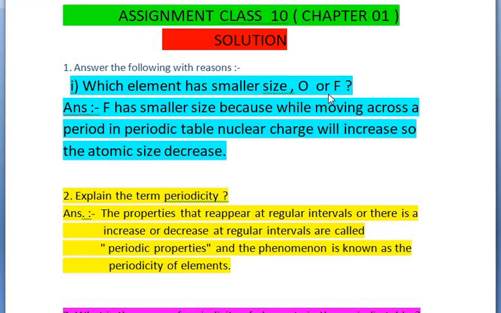If nuclear charge is inversely proportional, it means if nuclear charge increases, size will decrease. So what answer will we write? Fluorine has a smaller size because while moving across a period in the periodic table, nuclear charge increases, so the atomic size will decrease. So the answer for the first question is the fluorine atom.